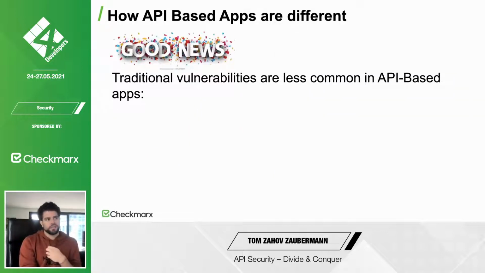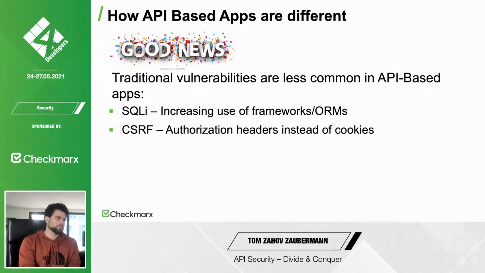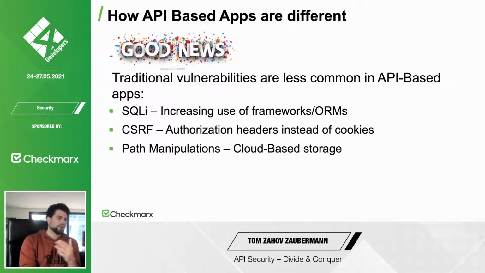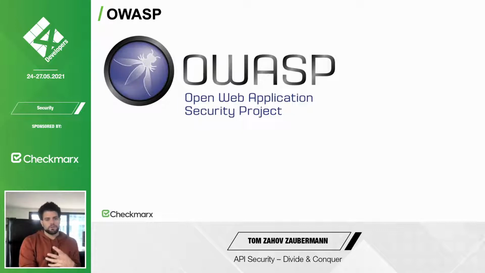How are API-based apps actually different? So the good news is that traditional vulnerabilities, like we saw in the OWASP Top 10, the normal OWASP Top 10 if you are familiar, are less common in API-based applications. Things like SQL injection, I guess you are aware of it, or CSRF, or path manipulation, right? Those classic IT security problems we see less in APIs, but other vulnerabilities are coming up these days within APIs.